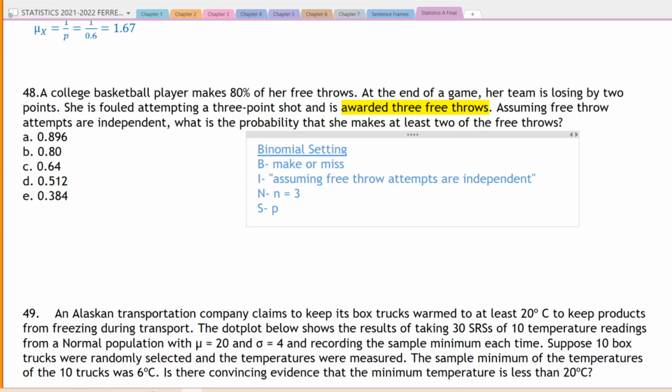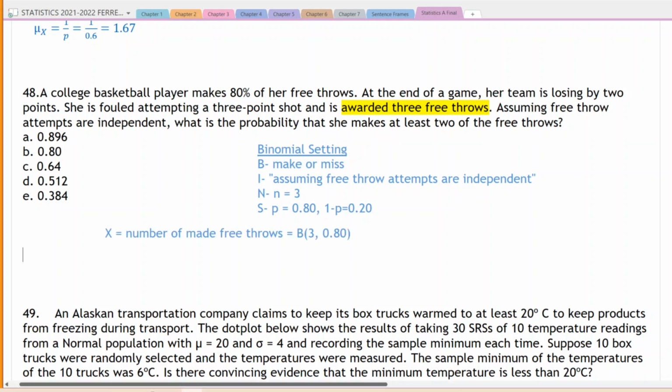And we're saying that the probability of success is 0.80, which would mean the probability of a failure, 1 minus p, is going to be 0.20. So this qualifies as a binomial setting. All we need to know is the probability that she makes at least 2 of the free throws. If we were writing this up, we would say that X is equal to the number of made free throws, which is a binomial setting with the number of trials 3, and the probability of success 0.8.